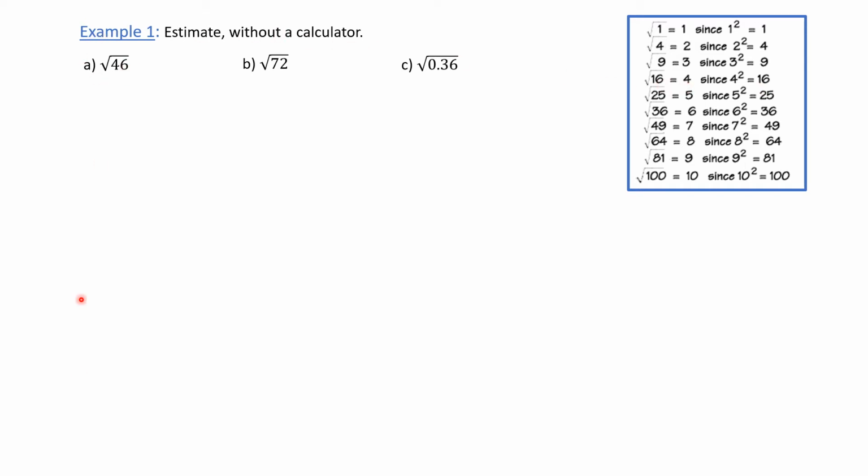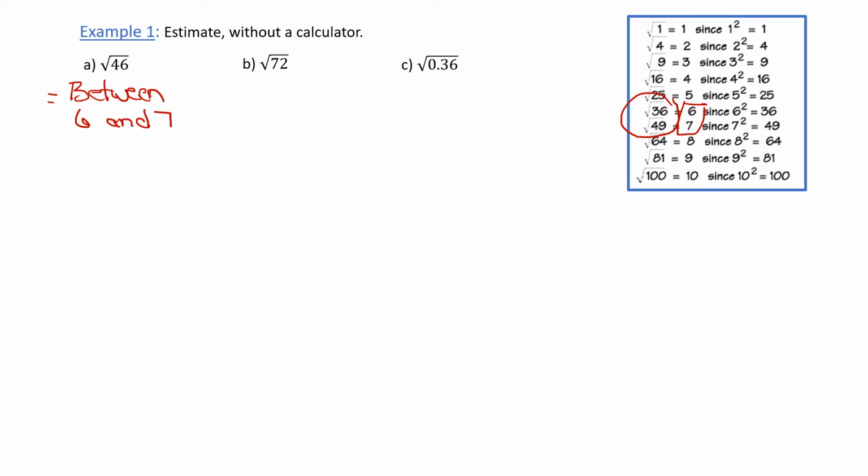We're trying to estimate the square root of 46. So when I look over at the chart on the side, I see that the square root of 46 is going to be somewhere in between these two right here. 46 is in between 36 and 49. So that means my answer is going to be somewhere between 6 and 7. So let me write that down there. My answer is going to be between 6 and 7. That's what my answer will be.